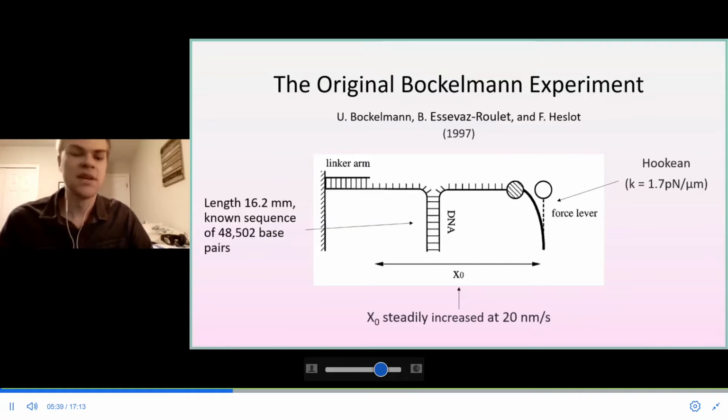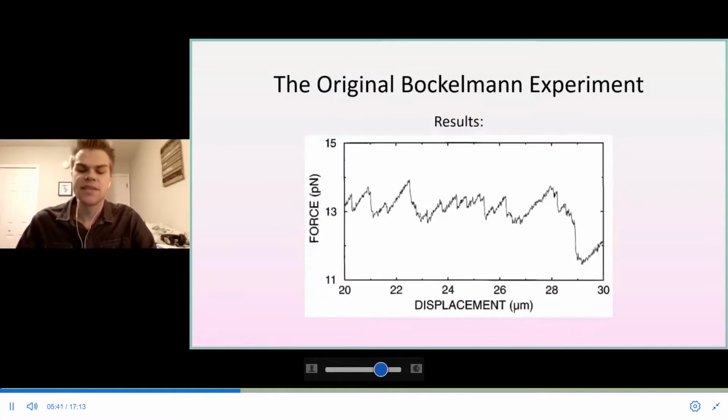And here are the results. So on the x-axis, we have the displacement, or the position of the force lever. And keep in mind that this was steadily increased over time, so you can also think of the x-axis as representing time. And on the y, we have force, the force required to separate the two strands. And there's two features in these results that I want to talk about. Firstly, just the general magnitude. You'll notice that it takes about 12 to 13 piconewtons to separate the two DNA strands from each other.